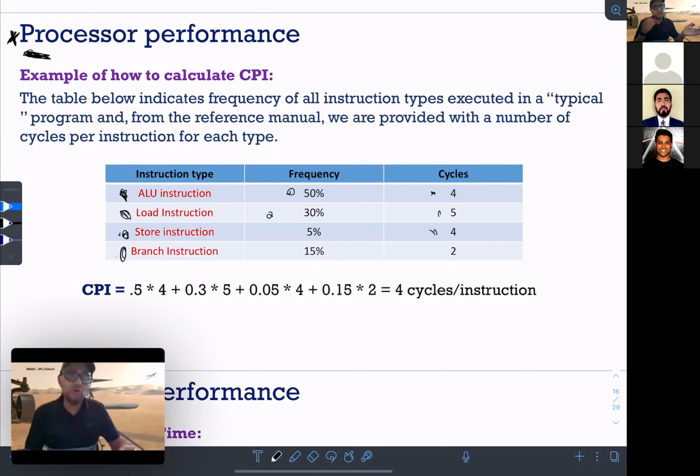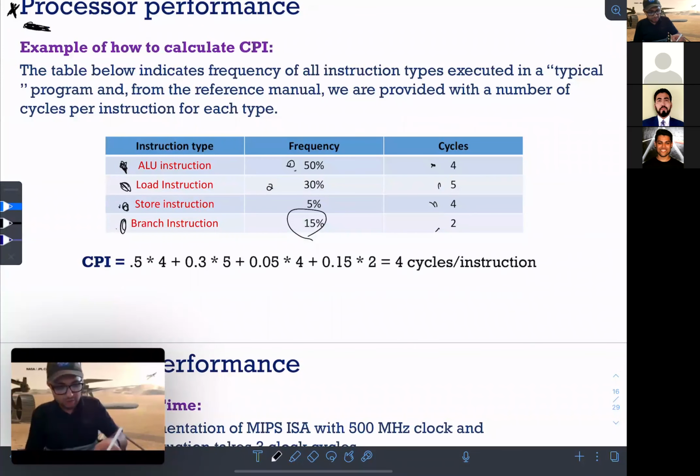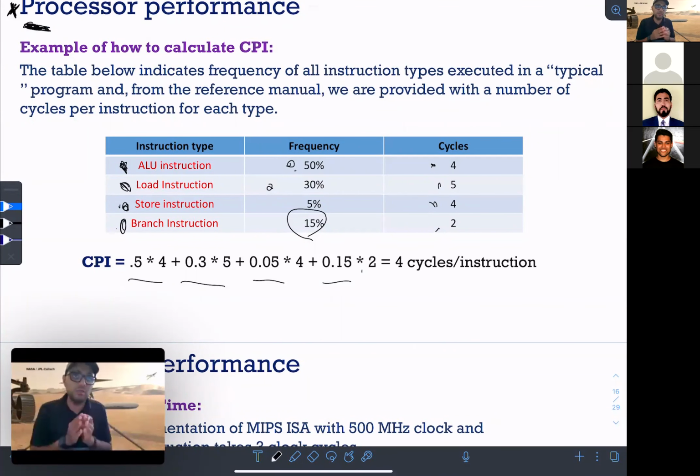Controlling, like branch equal or not equal and all these things, is around 15% of the whole program, and every time you do that it takes 2 cycles. Calculate for me the CPI. Very straightforward, right? Because you're going to multiply: 50% is 0.5 times 4, 30% is 0.3 times 5, 5% is 0.05 times 4, and 15% is 0.15 times 2. You multiply, you accumulate, and you get 4 cycles per instruction. Sounds cool? Very straightforward. If you get something like that, this is the right way to answer this question.